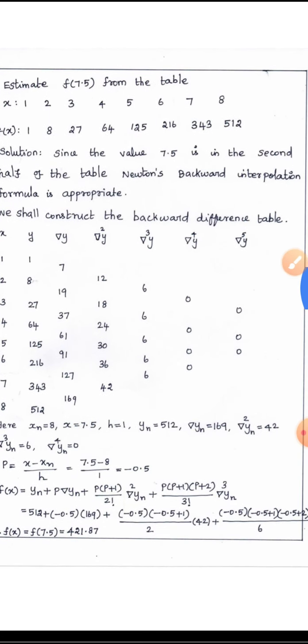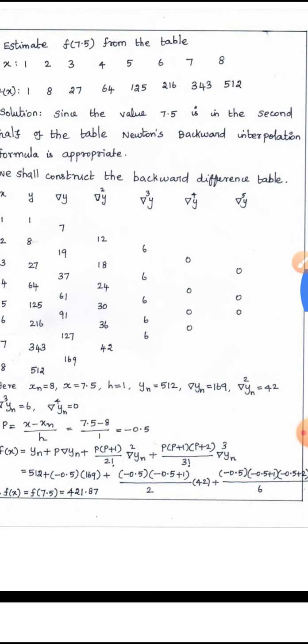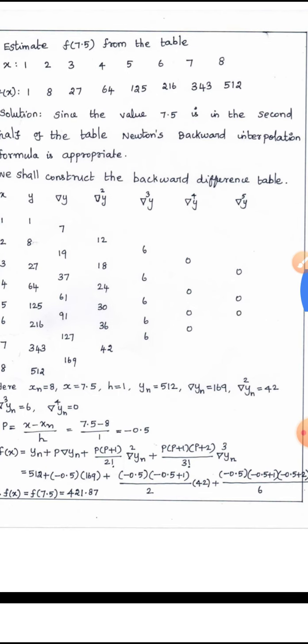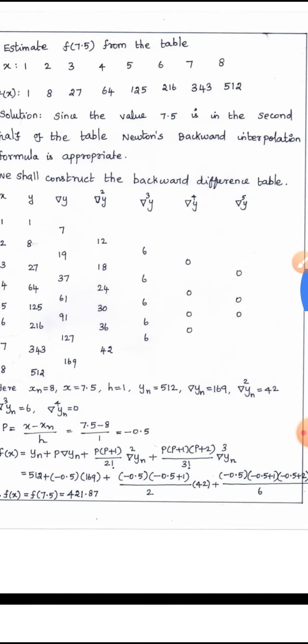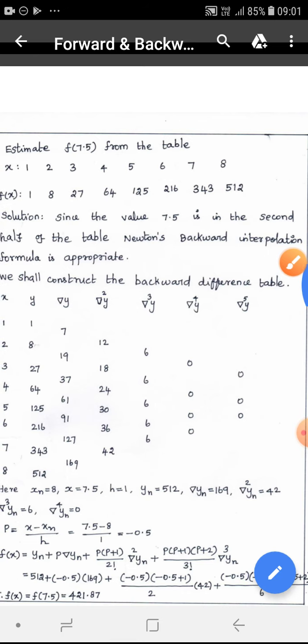Similarly, if we go for the next question, estimate f of 7.5 from the table. X values are 1, 2, 3, 4, 5, 6, 7, 8. Corresponding function y values or f of x values are also given. You can see from the question, x values are equally spaced. Spacing between adjacent x values is equal to 1. So h will be equal to 1.